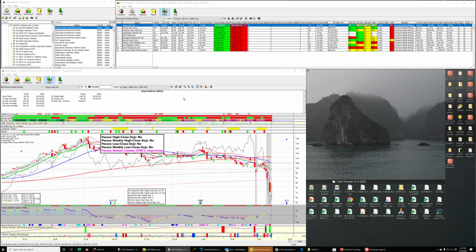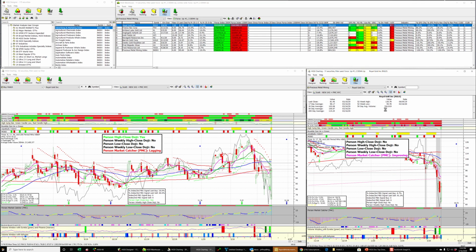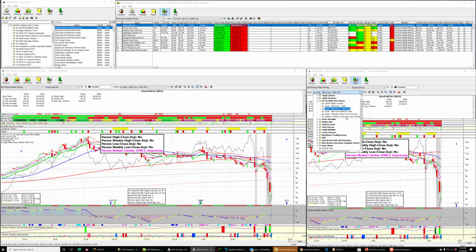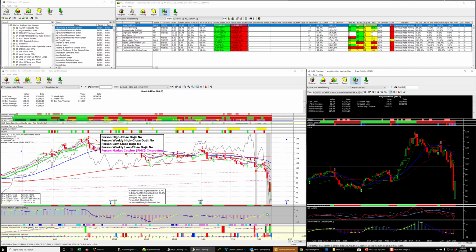Again, I am using this here. If you are not a Person owner, that's fine. That's extra money. I get it. Then you don't have the Person market catcher, and you don't have the Person buy and sell signals. Person market catcher was interesting because the relative strength of this stock was actually improving here while the stock was dropping. And that's usually a bullish convergence that might signify an impending breakout.